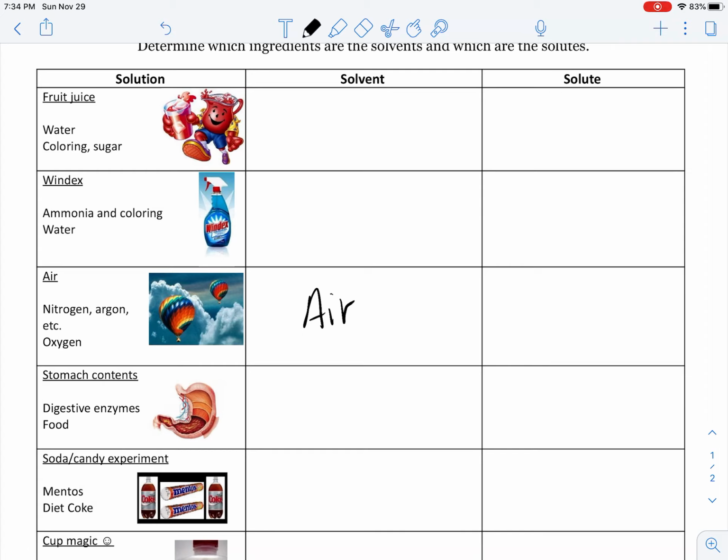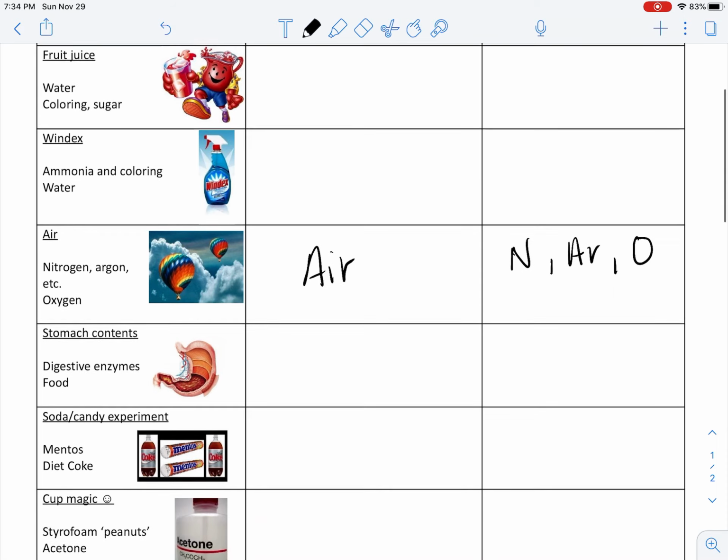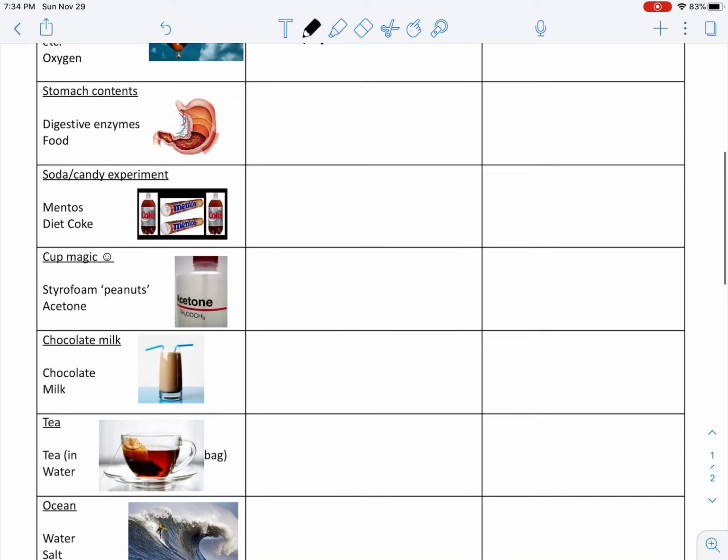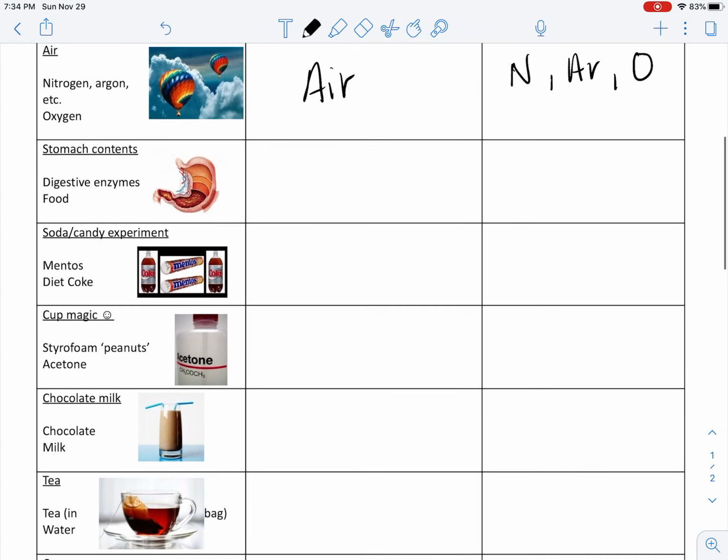And then what is being dissolved in that is going to be, I'm just going to use the symbols, nitrogen, argon, and oxygen. You don't have to use the symbols for that, but that was just a little bit easy. That one is a little bit confusing for you, I believe. But I think all the others should be pretty easy.